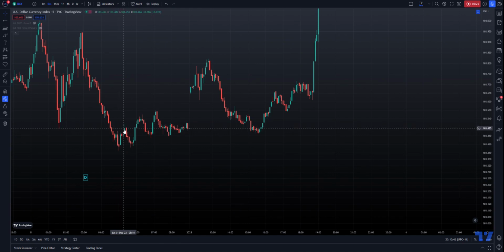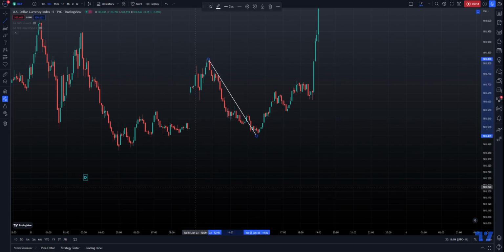But just say you had A, B, C, D, E, like a three wave move here, right? Let's just say you had a three wave move. Now, sure, it could be a five wave move, right? But the only problem is this is a five wave move straight afterwards.